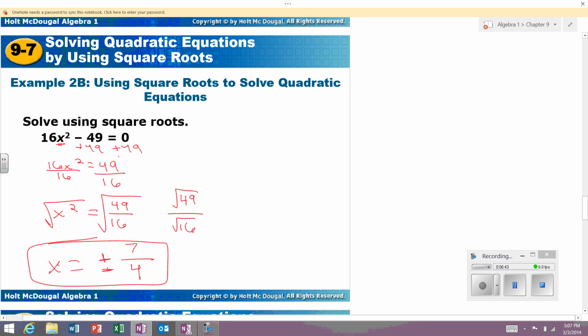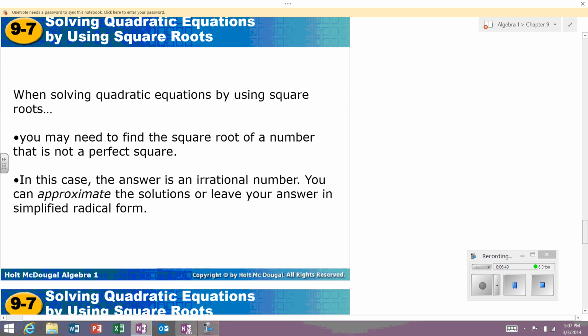So I would not simplify your fractions at this time unless it's going to help when you go to take the square root. When you're solving quadratic equations by using square roots, you may need to find the square root of a number that is not a perfect square, like the square root of 27. In this case, this is going to be an irrational number, and we can approximate the solutions, but since you guys don't have calculators, I want you to leave them in simplified radical form.